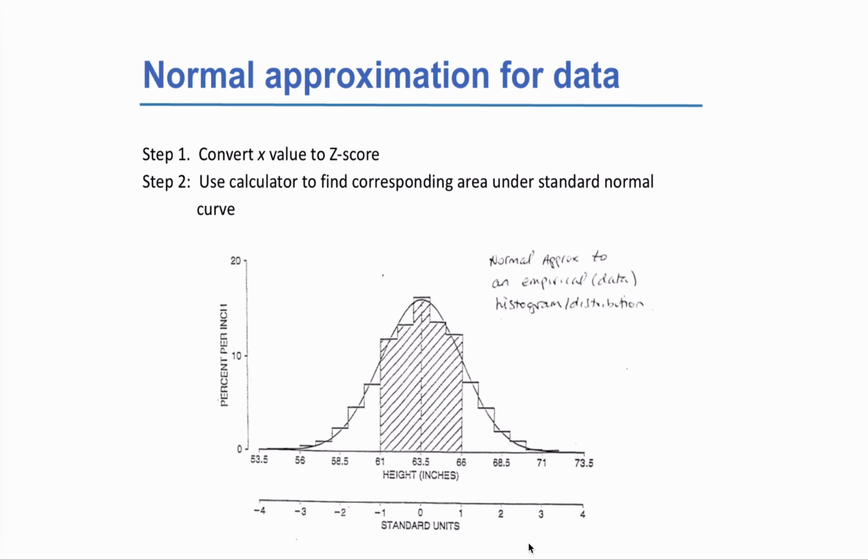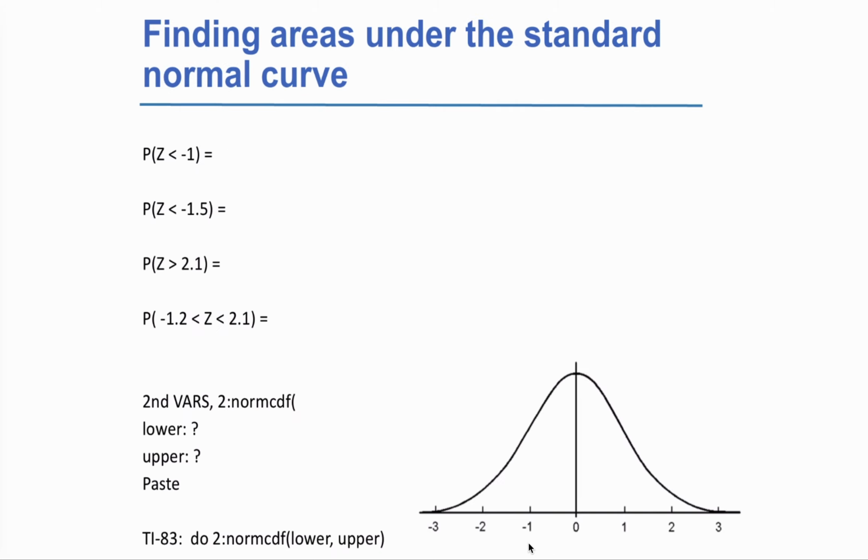All right, so I want you to practice converting to z-scores. I will show you how to make your calculator do it for you in a little bit, but we are going to start by doing the conversion by hand, and then use the calculator to find the area under the curve. This is calculus, really hard calculus. Okay, so finding areas under the curve.